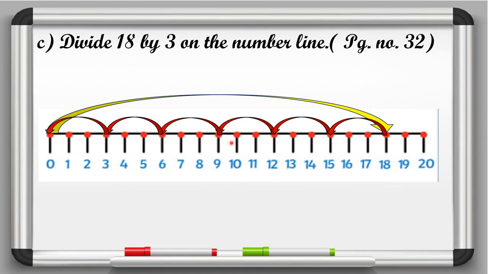Okay. So humne yahan par 3 bar bar subtract kiya hai beta. Theek hai? Aur kab tak subtract karna hai? Jab tak hum 0 pe nahi pahunch jate. So how many times we have subtracted 3 from 18? 1, 2, 3, 4, 5, 6. 6 times. So we can say that 18 divided by 3 is equal to 6. Understood, beta?